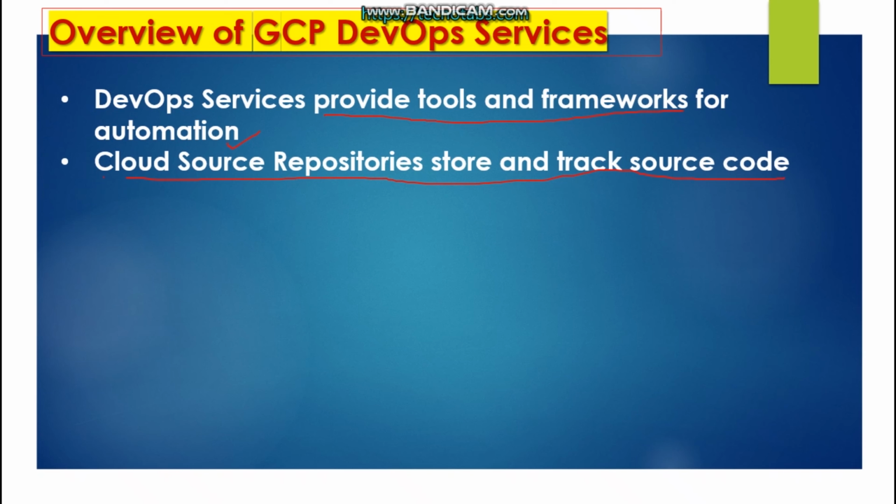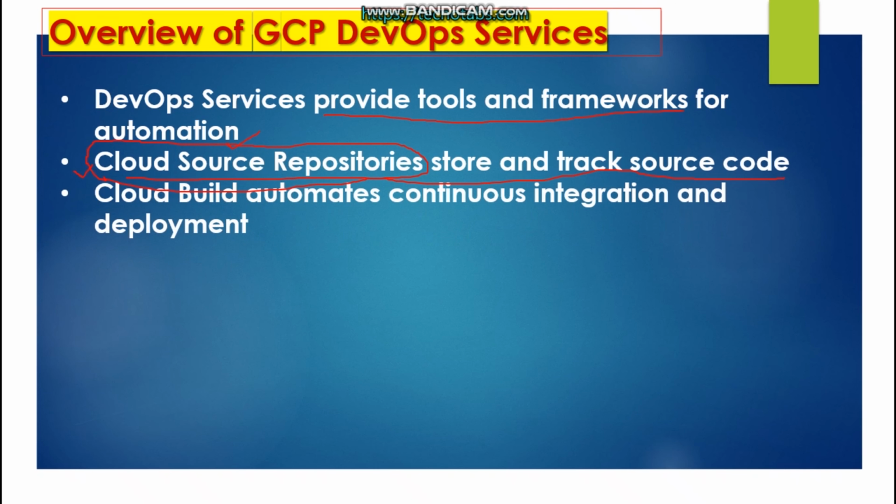So the cloud source repository stores and tracks source code. Basically it's like GitHub or GitLab. This is the one that Google provides for storing your source code and tracking it. If you already know GitHub and GitLab, you will be able to understand cloud source repositories.